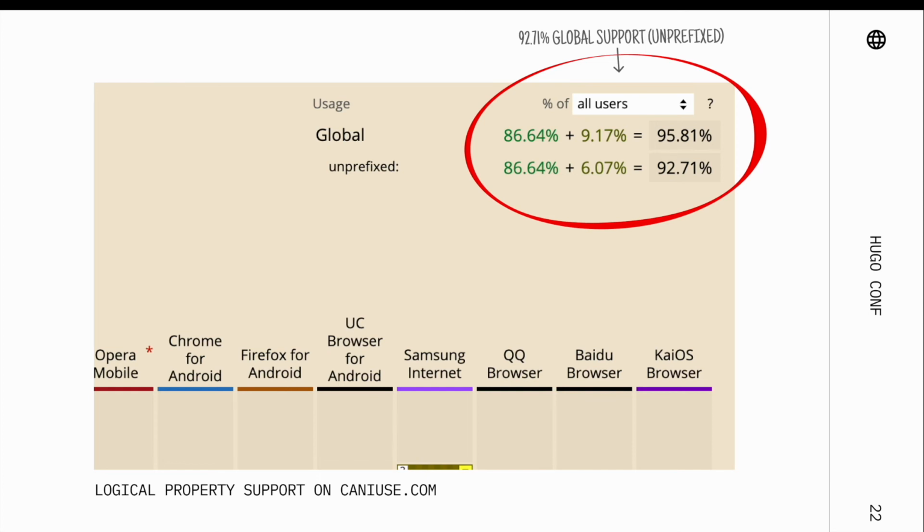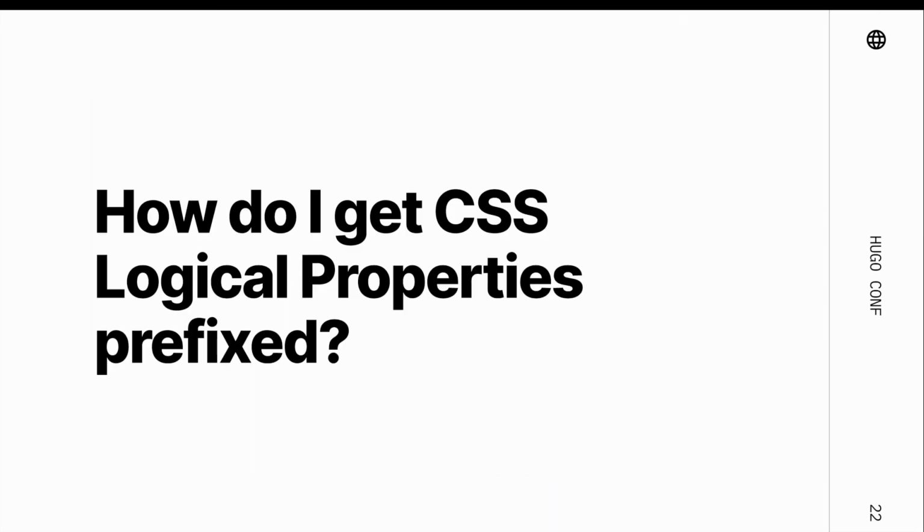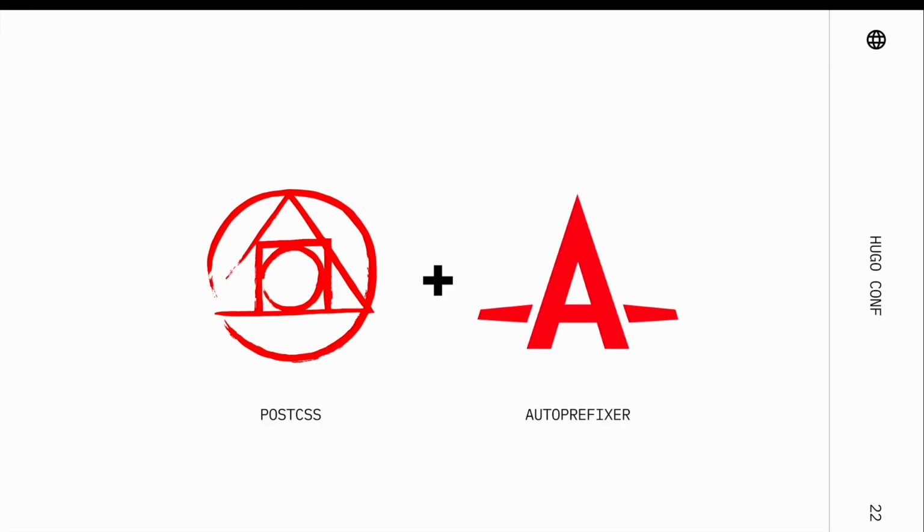Unprefixed, it's at 92.71% globally. That's not bad at all. But we can even get to almost 96% if we prefix this code. So how do I get CSS logical properties prefixed? My favorite tools to do this is PostCSS coupled with the plugin AutoPrefixer.